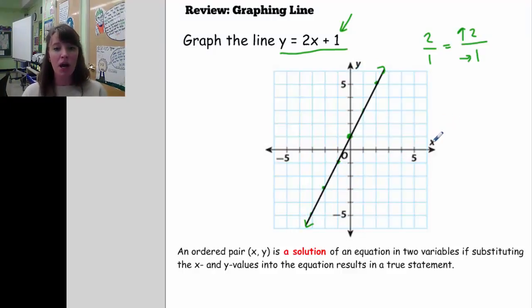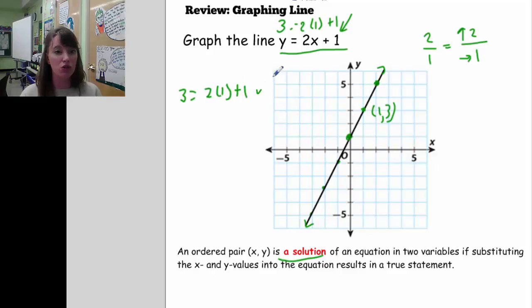So I want you to also recall that a solution to an equation is a point. So first of all, any point that we just found is a solution to the equation, meaning that I could take the coordinates of this point, like this is (1, 3), and I can substitute the value of 1 in for x, so 2 times 1 plus 1, and put 3 in for y, and this becomes a true statement, that 3 is equal to 2 times 1 plus 1. That is true. 2 times 1 is 2, plus 1 is 3.